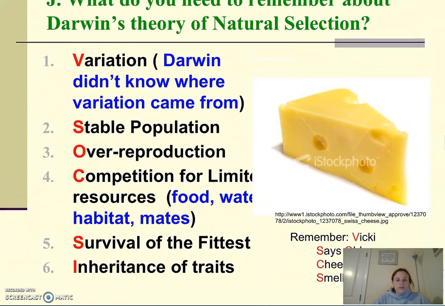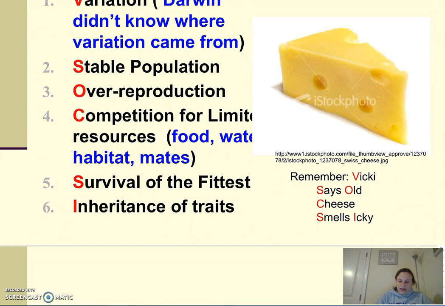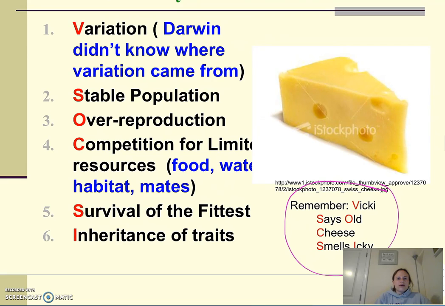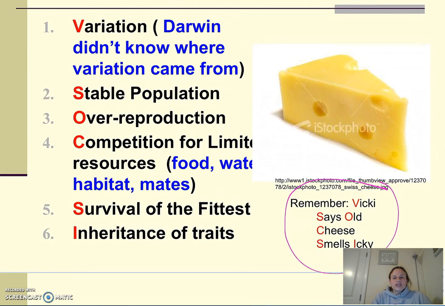So what do you need to remember? You need to remember that Vicky says old cheese smells icky. What does that mean? There are variations among individuals within a population. Populations are usually stable in general. Individuals will over-reproduce in order to guarantee that at least some of the offspring survive.